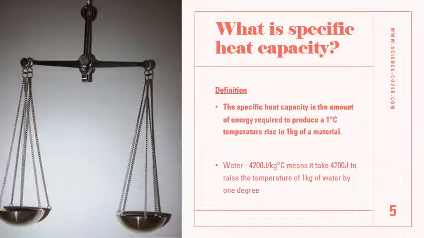To compare one material to another fairly, we must use the same amount of each material. So this amount is 1 kilogram. That means we can define the specific heat capacity as the amount of energy required to produce a 1 degree Celsius temperature rise in 1 kilogram of material.